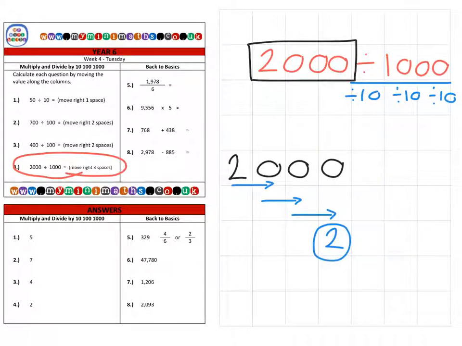Again, it's very important to note that all these questions can easily be calculated in your head using mental division, but I just wanted to show you how the numbers move when we divide by 10, 100 and 1000.